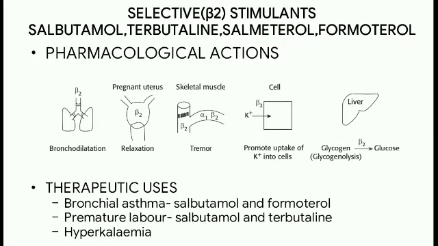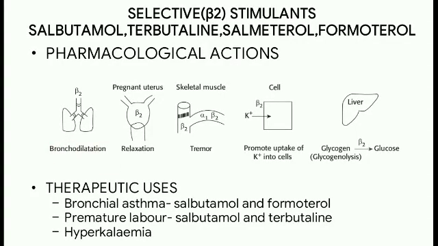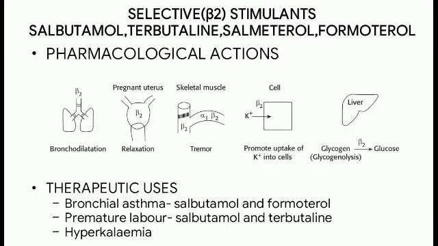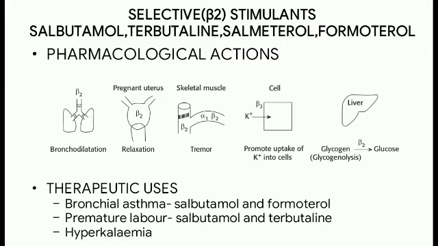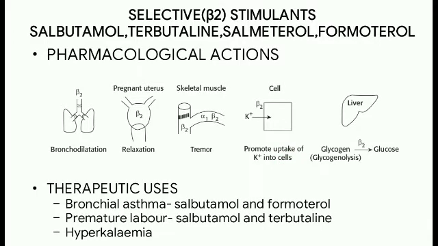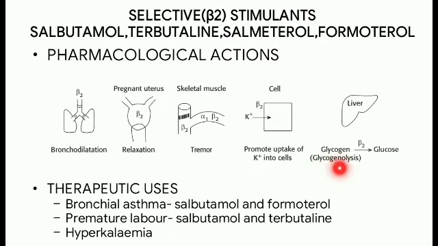Let's see the pharmacological actions. On the bronchi, it causes bronchodilation, and on the uterus, it causes relaxation of uterus. In the skeletal muscle, it causes contraction of skeletal muscle, so it causes tremors. And it promotes the uptake of potassium ions into the cell. And in the liver, it causes glycogenolysis. Glycogen is converted into glucose.